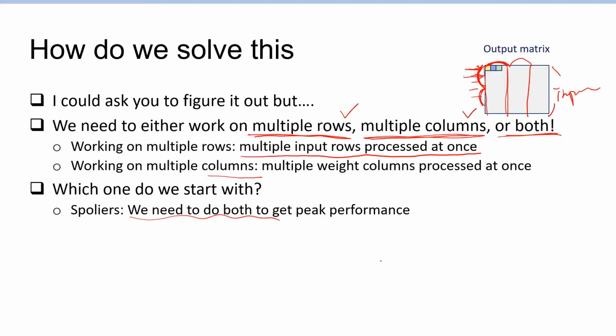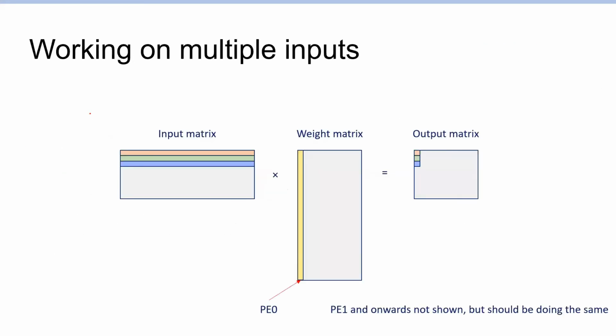From the previous slides, do we work on multiple rows at once? Do we work on multiple columns at once? We're going to work on multiple columns at once. So working on multiple columns will look like this. We will load the input matrix in batches. And for each weight matrix column, P1 and onwards are not shown for simplicity, but they should also be doing the same in parallel. So for a batch of input matrix rows, we should be multiplying each of these rows against a column of the weight matrix to generate each of these cells.